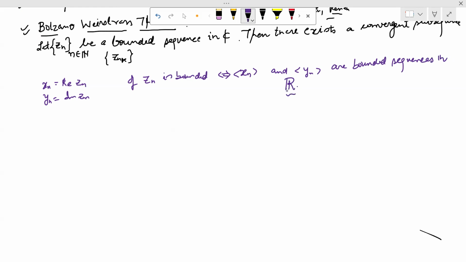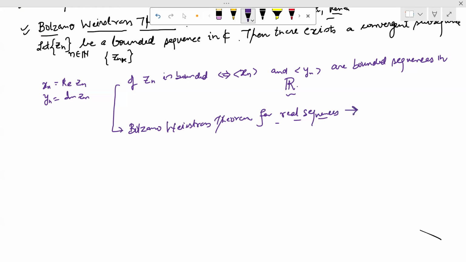Are bounded subsequences, bounded sequences in R. Now, already from the Bolzano-Weierstrass theorem for real sequences, you already know something, that there exists some convergent subsequence. So from that, we already know that there exists a convergent subsequence.